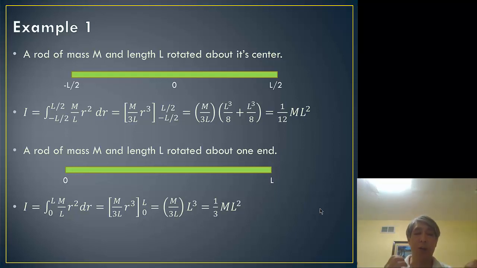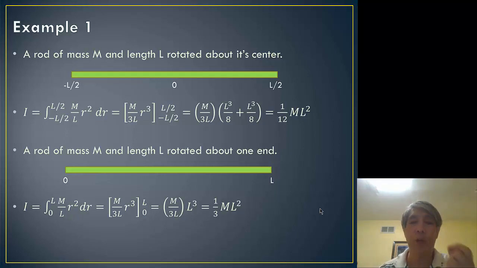So if I calculate this for a rod of mass m and length L again, rotated about an end, the integral is shown there. It's very similar. It's just that I'm integrating over different values. Instead of minus L over 2 to L over 2, it's now 0 to L, because 0 is my rotation point. So solving this, I find that now my moment of inertia is 1/3 ml squared.